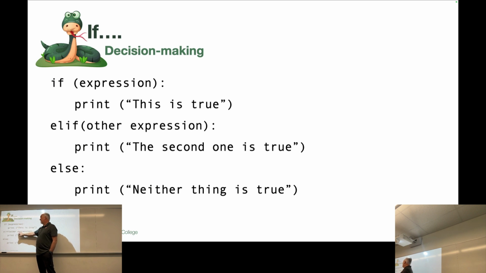So if this is true and this is true, this is still not going to get executed, because as soon as it finds something that's true, it will skip the rest of the code. If it can't find anything that's true, it will execute the else. If there is no else, it'll just keep right on going to the next line.